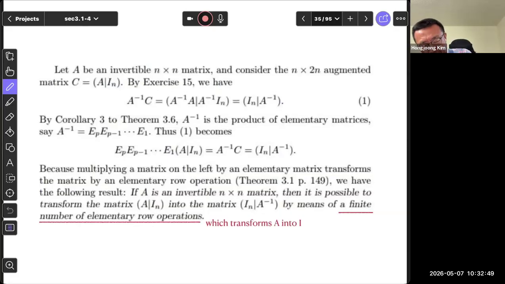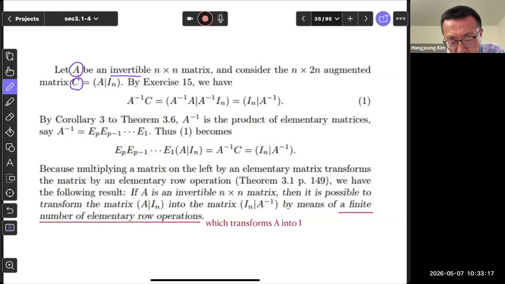Now, let A be an invertible n by n matrix. That's the assumption here. So if A is an n by n invertible matrix, let me construct an augmented matrix C by appending A and the n by n identity matrix.